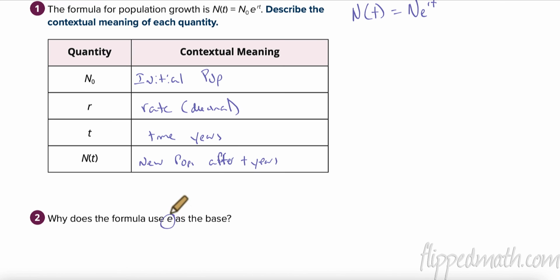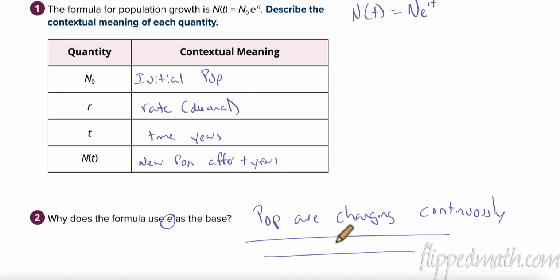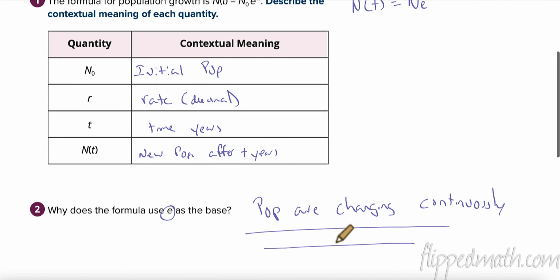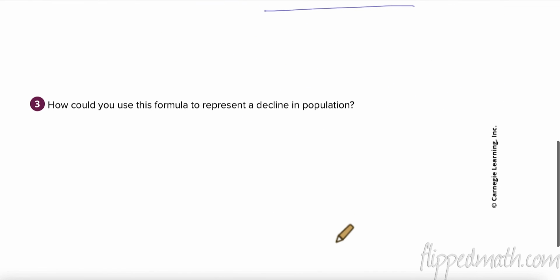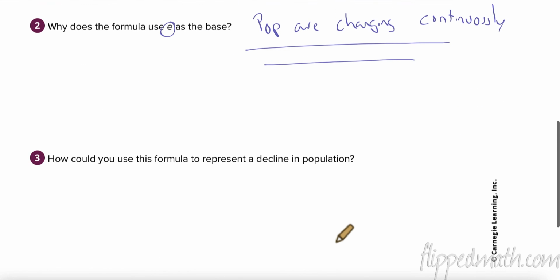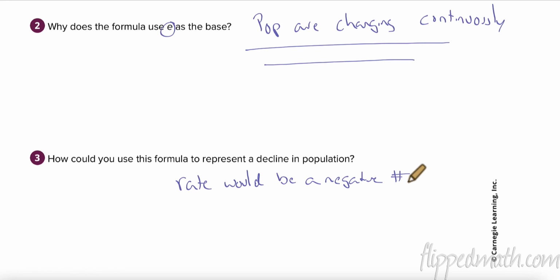All right. So why can we use this formula? Why can we use e as the base? Well, populations are changing continuously. And since it's something that changes continuously, we can actually use this Nert. And how could you use this to represent a decline in population? Sometimes cities lose people. In this case, our rate would be a negative number. We don't like it, but sometimes that happens.